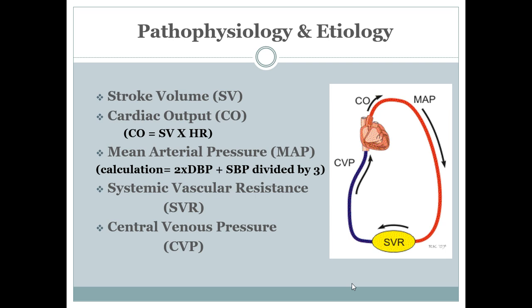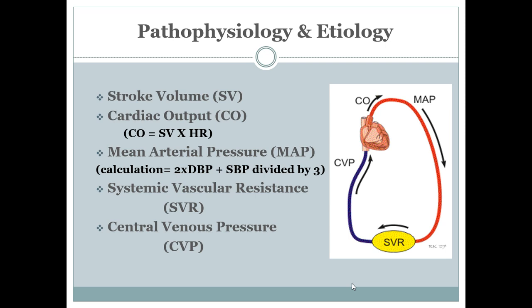So the systemic vascular resistance calculation would be SVR equals your MAP, mean arterial pressure, minus your CVP, which we'll go into next, which is central venous pressure, divided by your cardiac output.